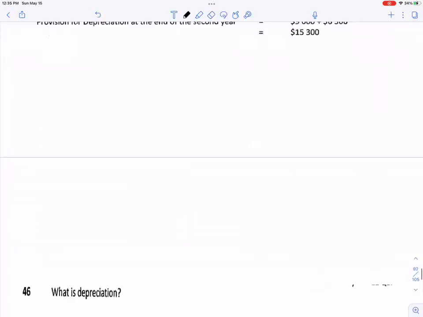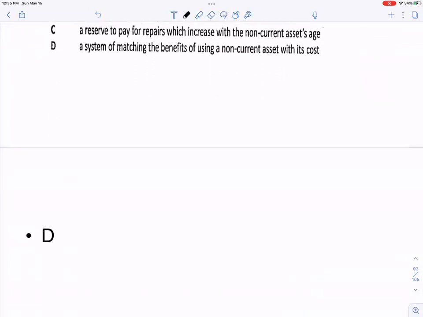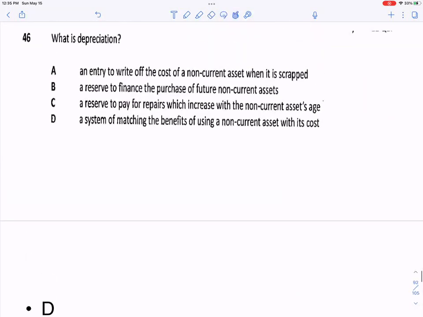What is depreciation? Miss, it is a system of matching the benefit of using non-current asset with cost. D. Okay.